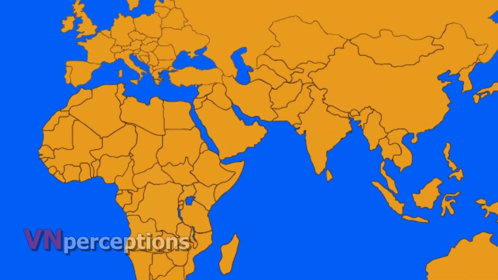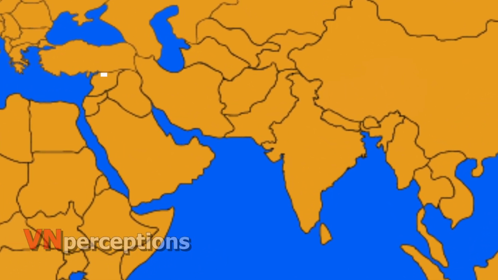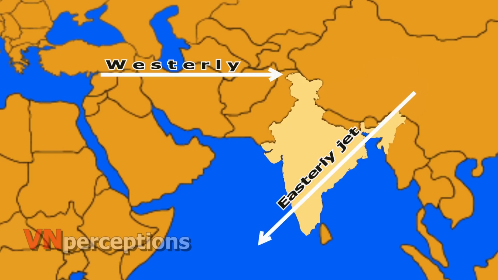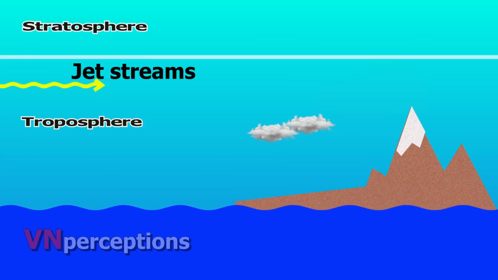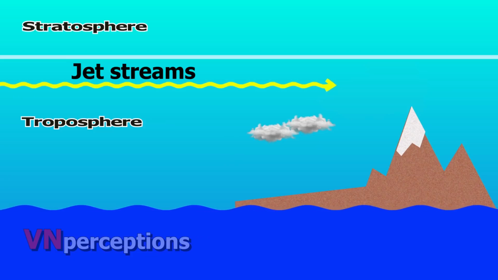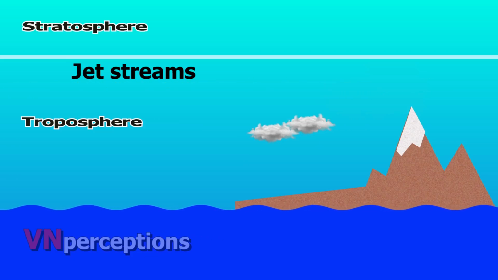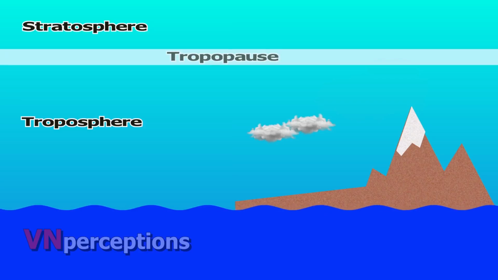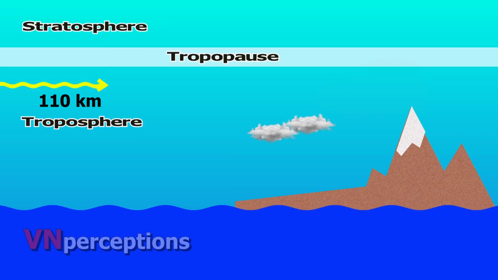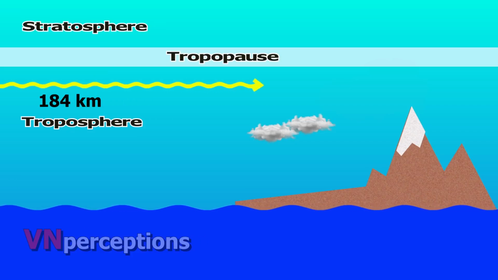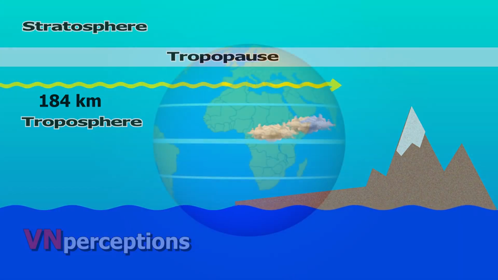In this video, we shall learn about the influence of westerly and the easterly jet streams on the monsoon of India. To begin with, what are jet streams? Well, jet streams are a narrow belt of high altitude westerly winds in the troposphere. They are located close to tropopause and the speed varies from 110 kilometers per hour in summer to about 184 kilometers per hour in winter.